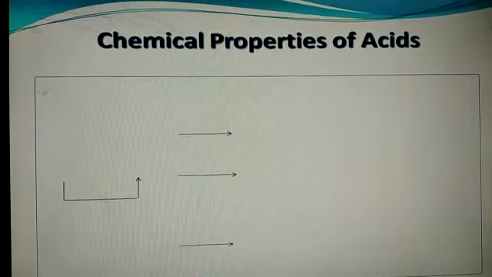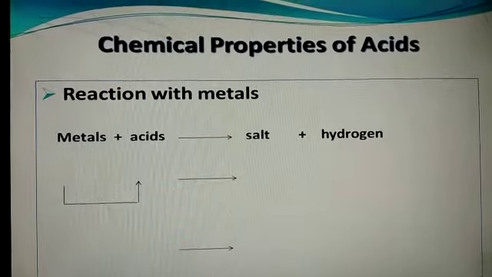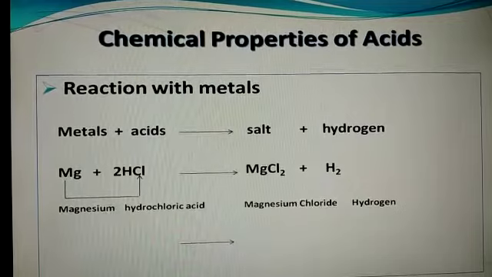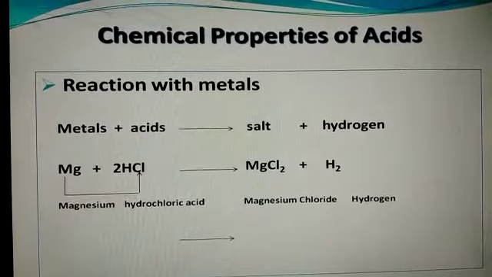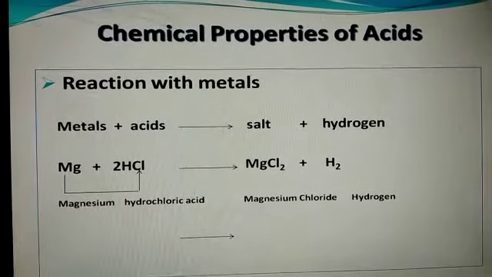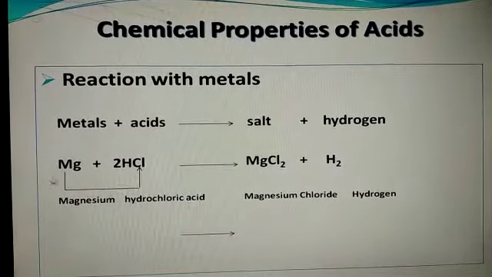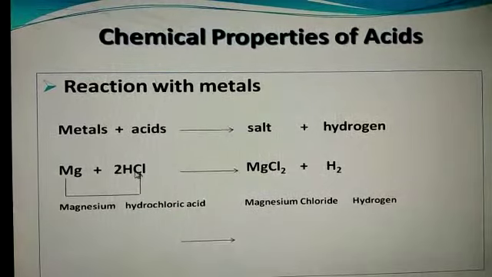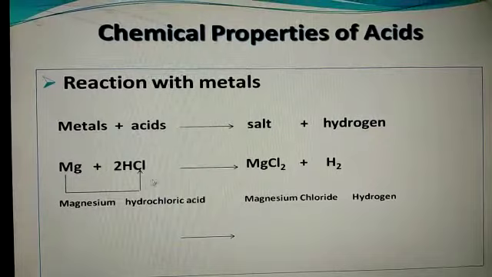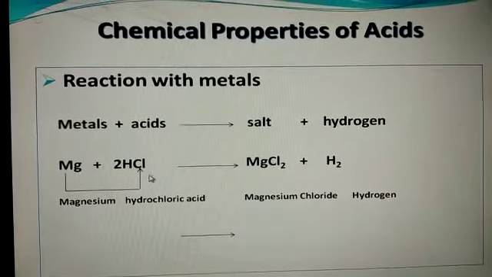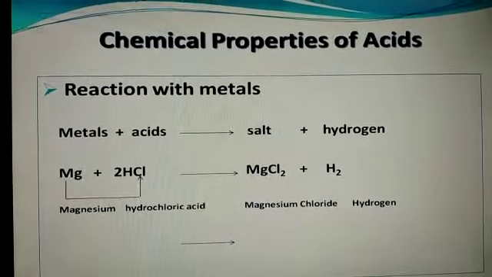Now moving towards the chemical properties of the acid. The first chemical property of the acid is when the acid reacts with the metals. The main rule of this chemical reaction is, when the metals react with the acids, they produce salts and hydrogen. For example, magnesium metal reacts with hydrochloric acid. The magnesium metal reacts with the chloride part of the hydrochloric acid, and as a result it produces magnesium chloride plus hydrogen.